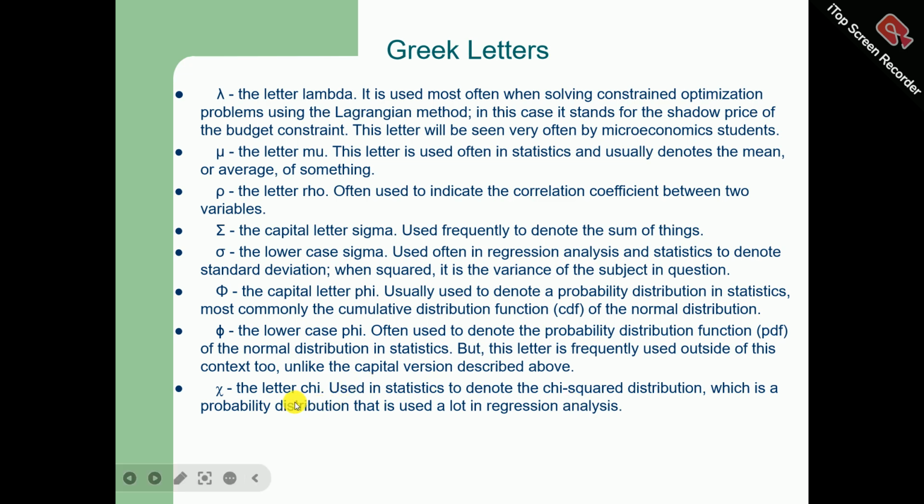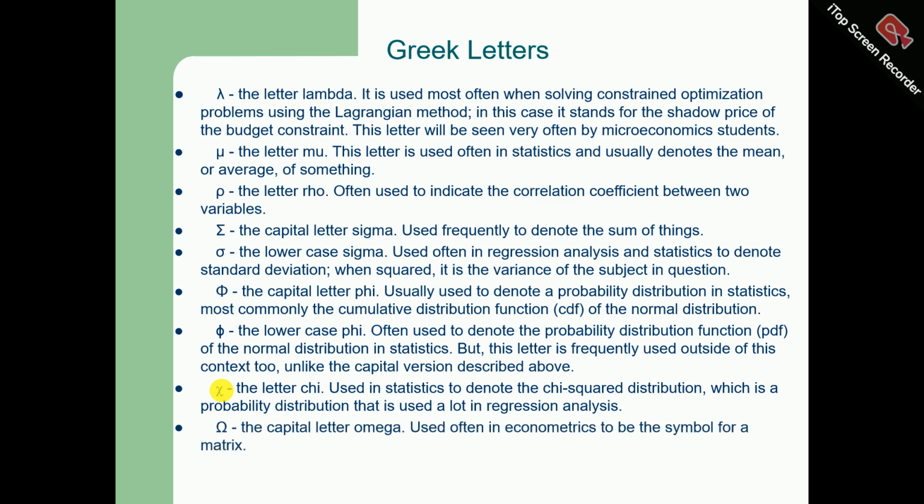This Greek letter, chi, is used in statistics to denote the chi-square distribution, but when it is squared, then it means the chi-square test, which studies the association between two qualitative or descriptive variables. The capital letter omega is used in econometrics as the symbol for a matrix.